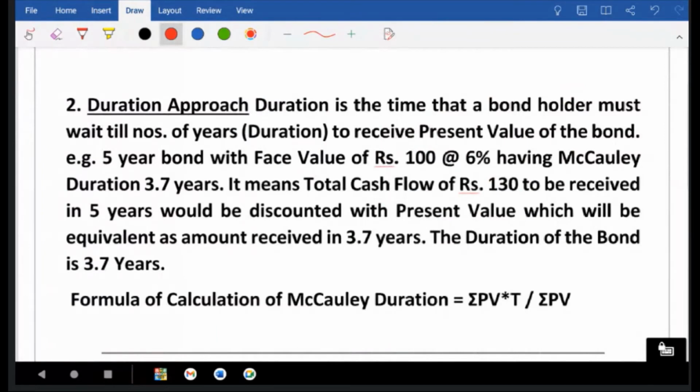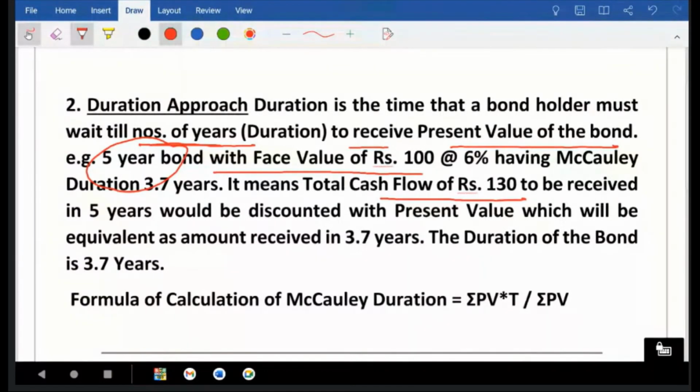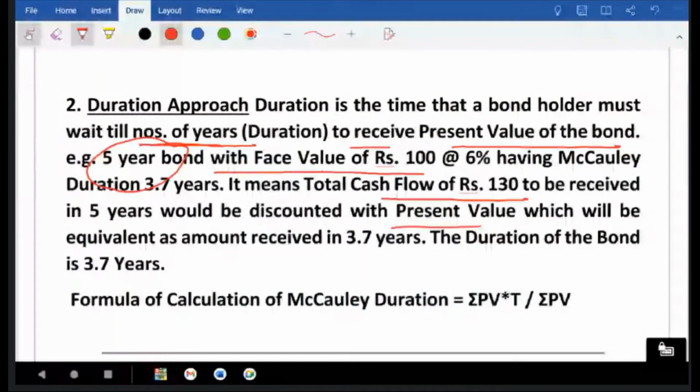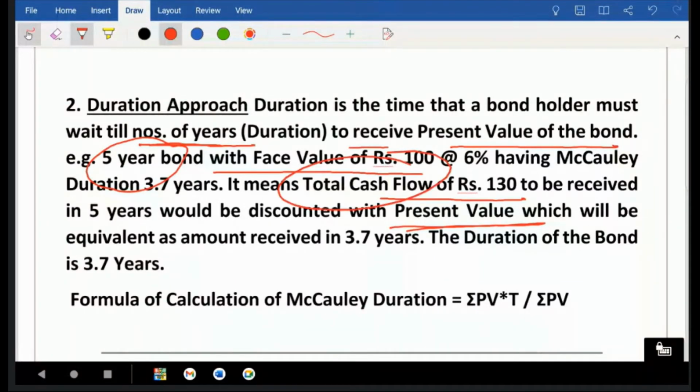Now the second is the duration approach. Duration is the time that a bond holder must wait, the number of years, to receive the present value of the bond. I'll take the example of a 5-year bond with face value of 100. The meaning is that the total cash flow should be equal to its present value.